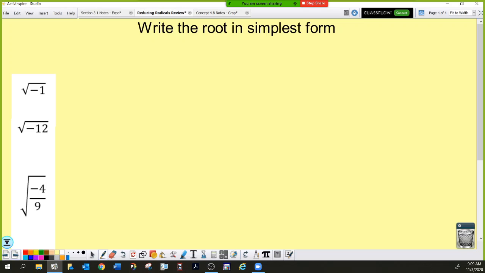Definition of a perfect square is a number that is found by multiplying a number to itself. For example, 9 is a perfect square because 3 times 3 is 9. 16 is a perfect square because 4 times 4 is 16. 36 is a perfect square because 6 times 6 is 36.